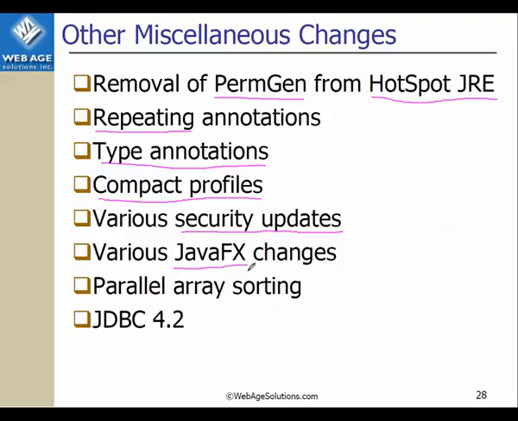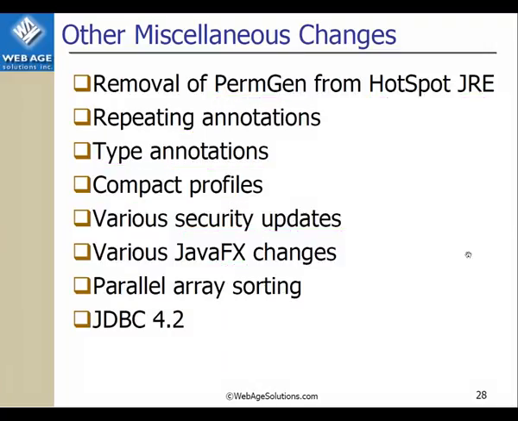JavaFX has some changes, but we haven't seen JavaFX really taking off. Again, they're kind of minor. There's also parallel array sorting: a new method that you can use to sort arrays in parallel, built into the API. JDBC 4.2 is a minor revision of the JDBC API. So again, a lot of minor stuff, not as broad or impactful as some of the other things we've seen, but some stuff to be aware of. And like I said, definitely go into the What's New in Java 8 documentation. I've got a link for it in this presentation, so look at that if you have interest in those specific areas.